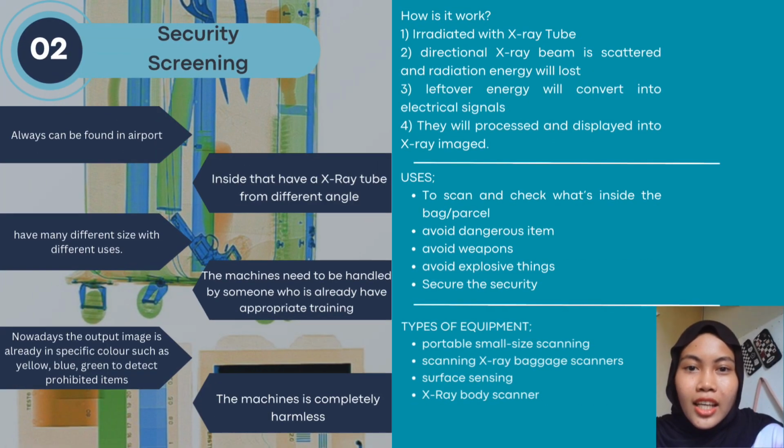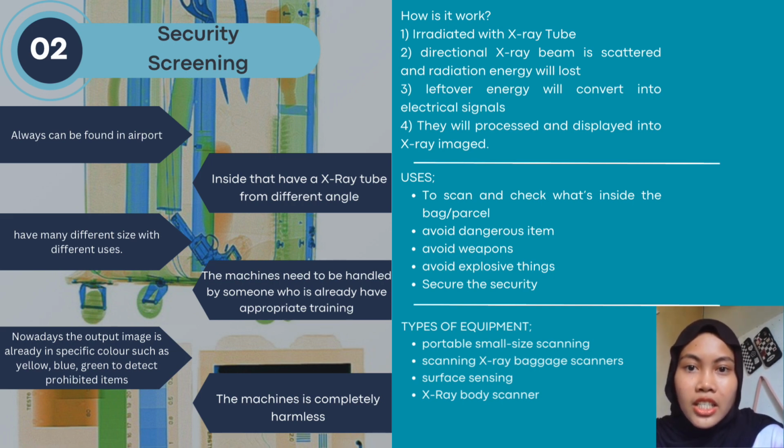Let's move to the second application, which is security screening. If you always travel, you will always find machines at the airport to scan your luggage, bags, or maybe parcels, and this is an efficient solution for airport security. How can X-ray machines see what is inside the bag? It is because inside there are X-ray tubes from different angles to irradiate your luggage. These machines come in different sizes and looks with different kinds of uses such as the HI-SCAN and PX series.